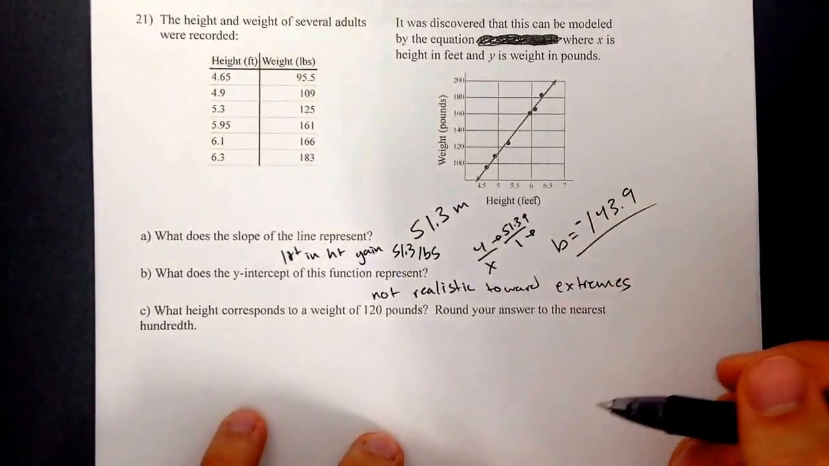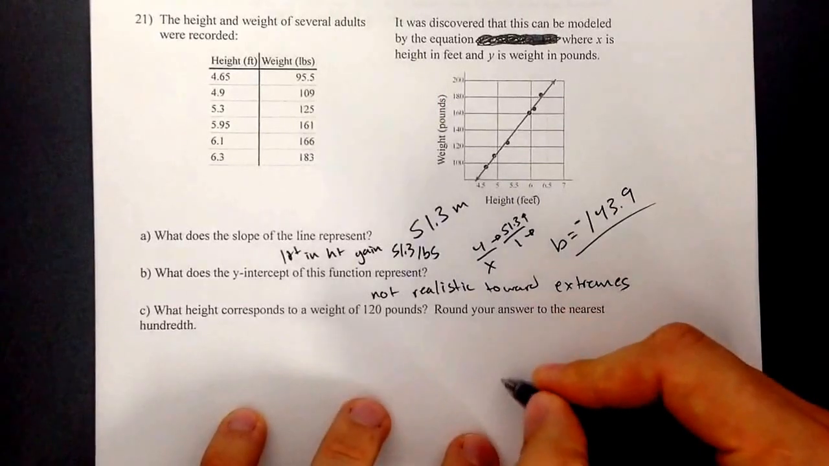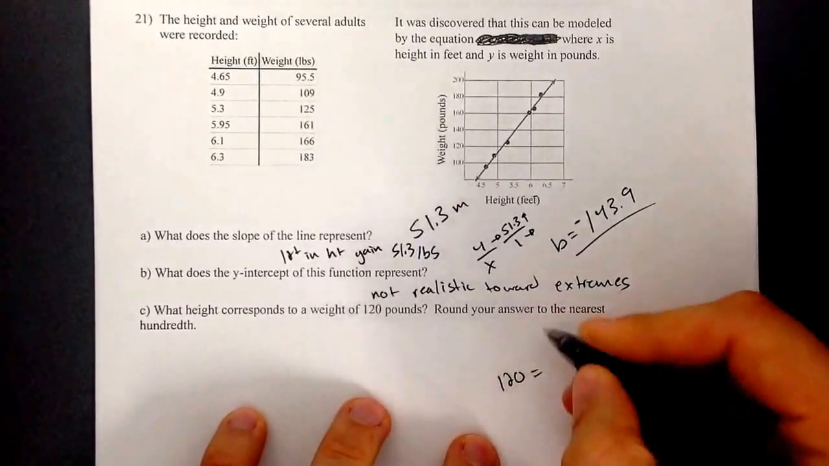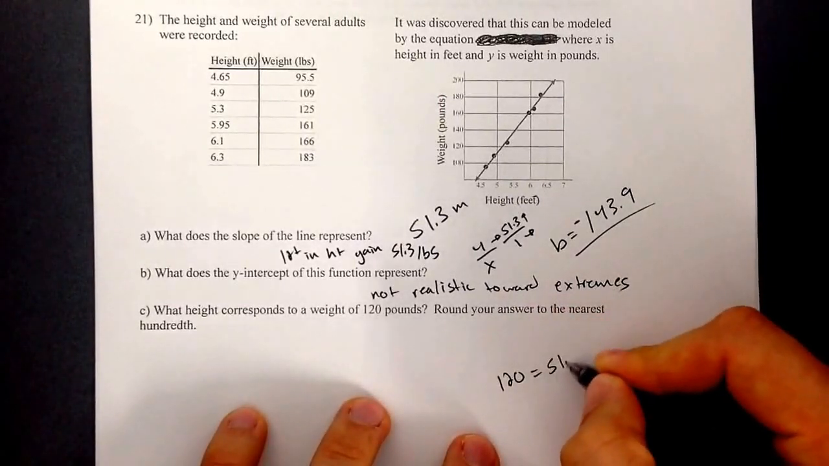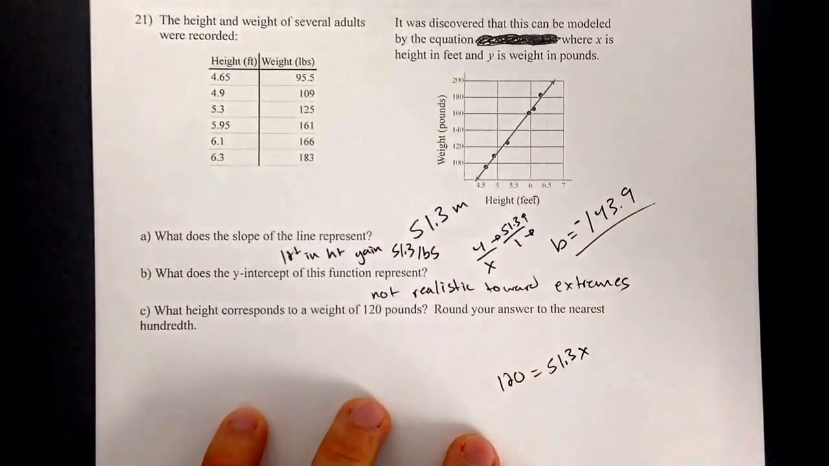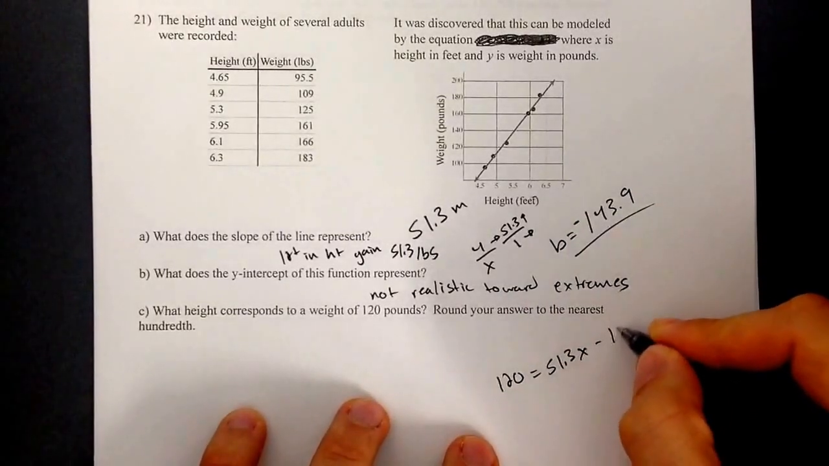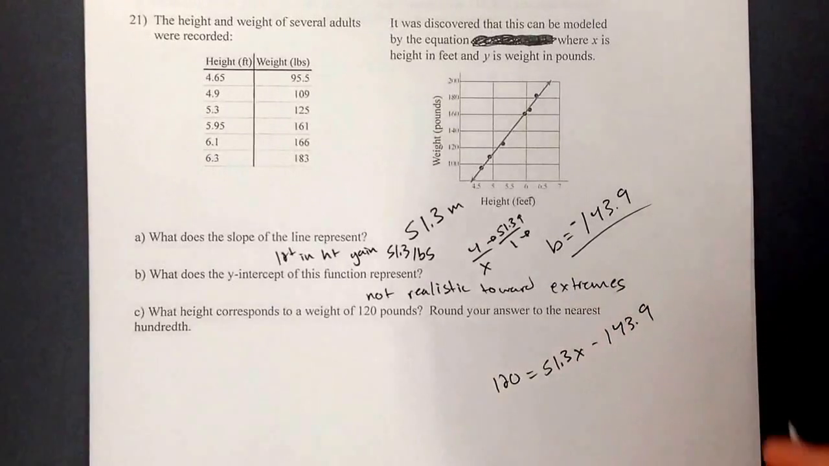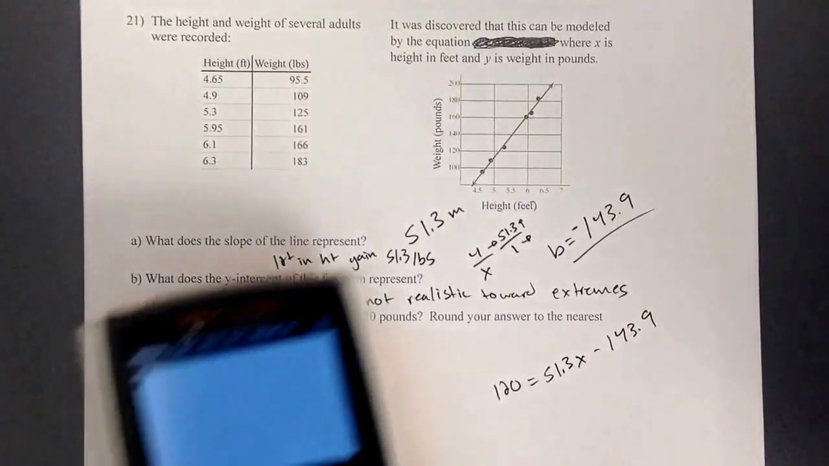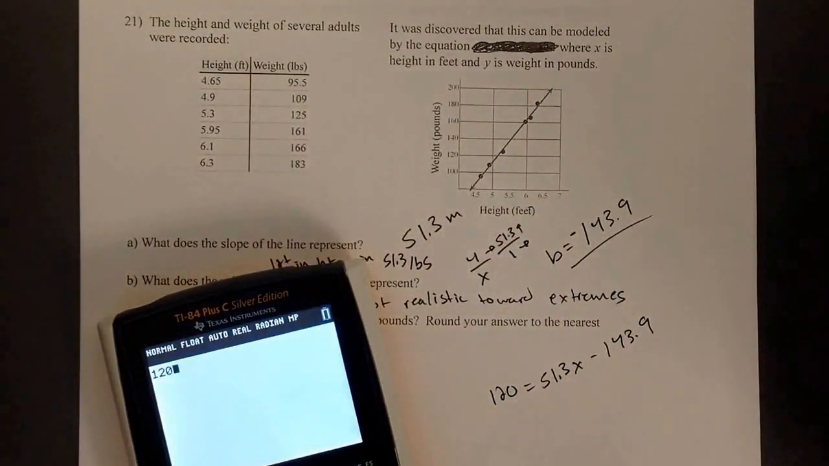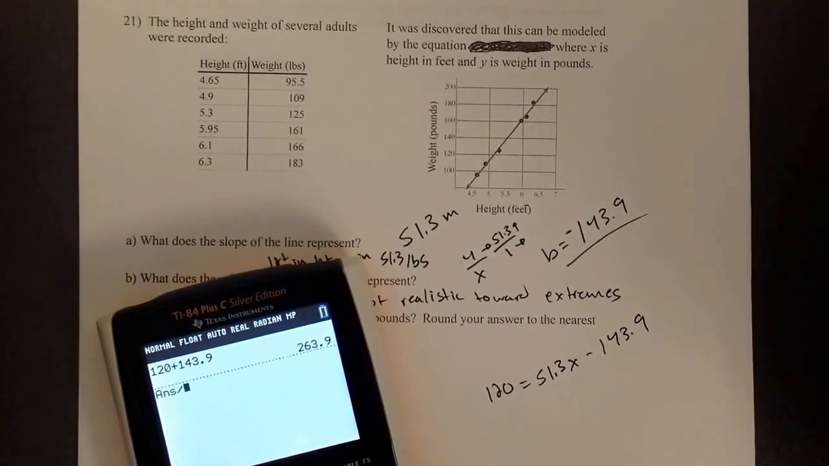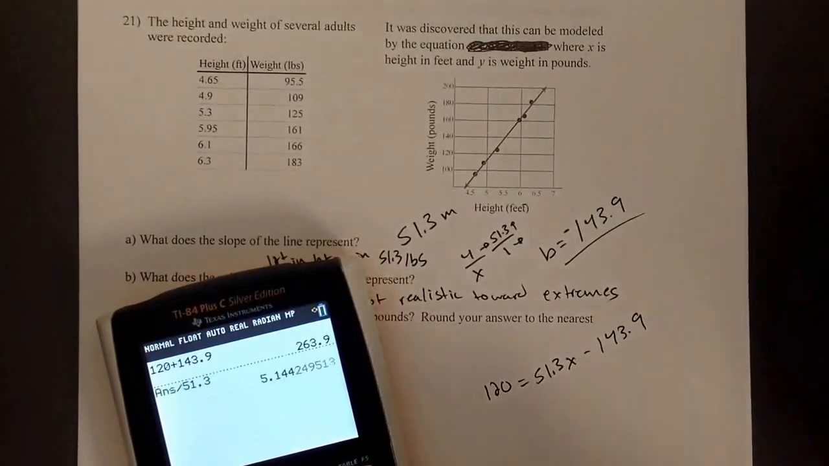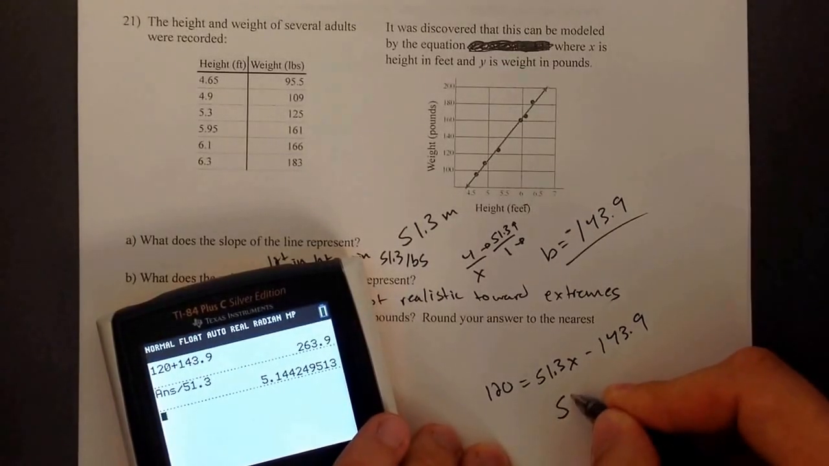Corresponding height if you weigh 120 pounds. So 120 pounds is our y. I've got an m value of 51.3. X, my height, is unknown. And then my b value is 143.9 rounded. So I'm going to add that to the other side. I've got 120 plus 143.9. I'm going to divide by my 51.3, and that'll give me 5.14.